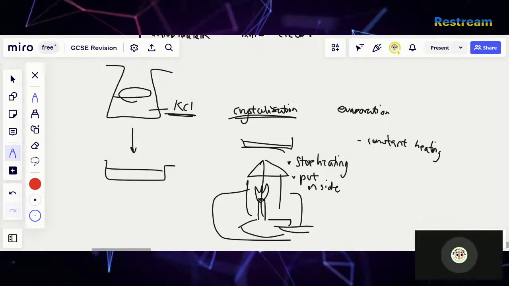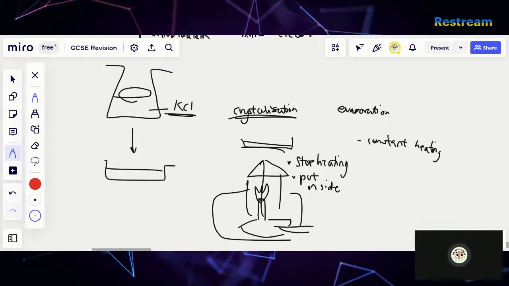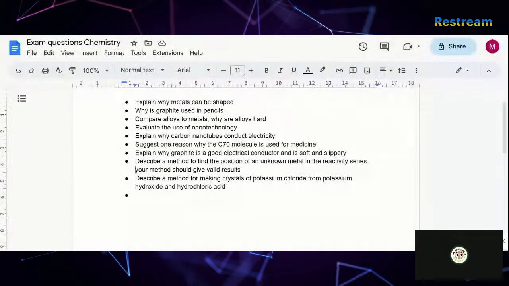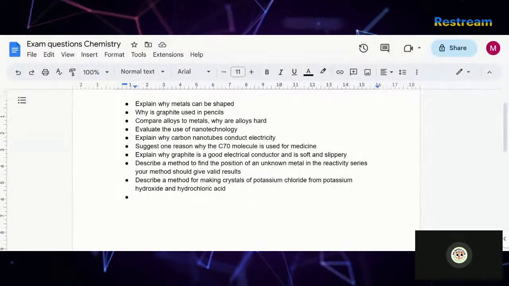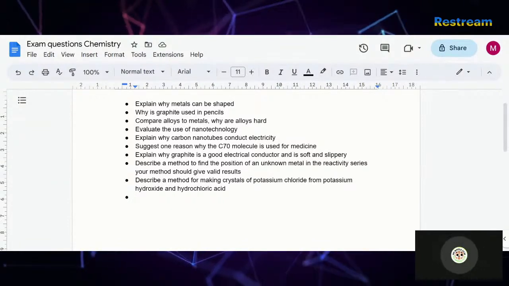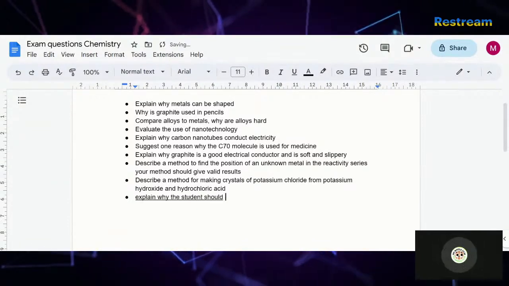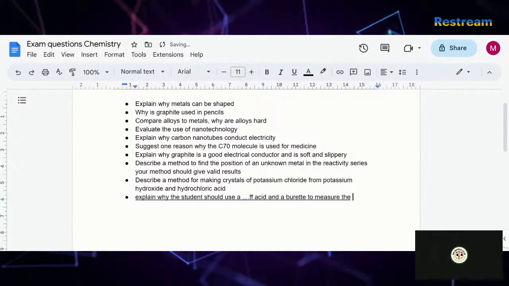Okay, so let's now move on to the next question, which is again about titration. It's a secondary question about this required practical. Feel free to answer this in the chat. Explain why the student should use a pipette to measure the dilute sulfuric acid and a burette to measure the sodium hydroxide solution.